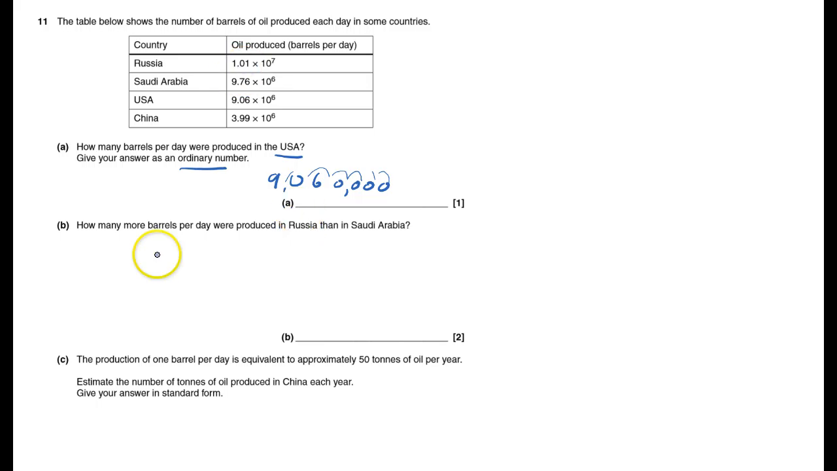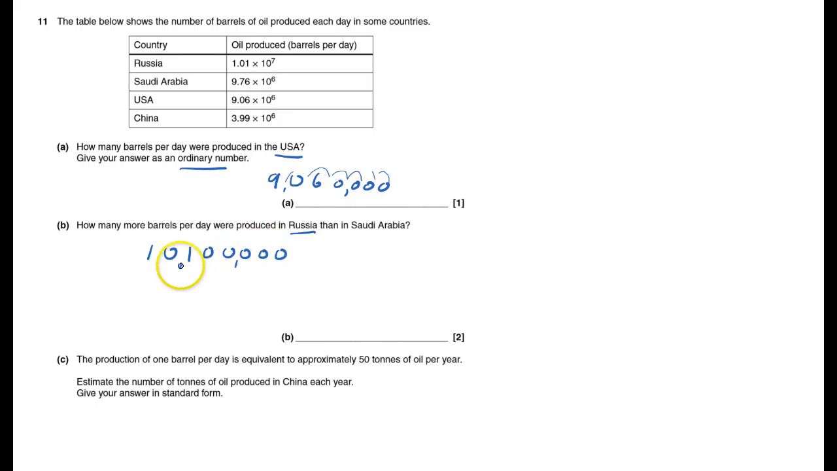How many more barrels per day were produced in Russia? So Russia's here. So it's 101. And I'm going to have to move that decimal point from here. I've got to move it 7 places: 1, 2. I've got to go 5 more. So I'm going to add 5 more zeros. Okay, and put the commas in because I think that's going to help me.